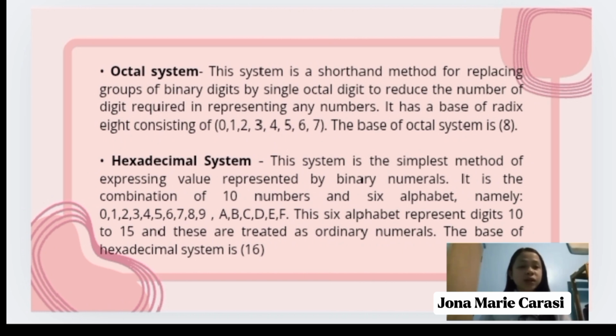The last one is the hexadecimal system. This system is the simplest method of expressing values represented by binary numerals. It is a combination of 10 numbers and 6 alphabets: 0, 1, 2, 3, 4, 5, 6, 7, 8, and 9, and the letters A, B, C, D, E, and F. The 6 letters represent digits 10 to 15, and these are treated as ordinary numerals. The base of the hexadecimal system is 16.